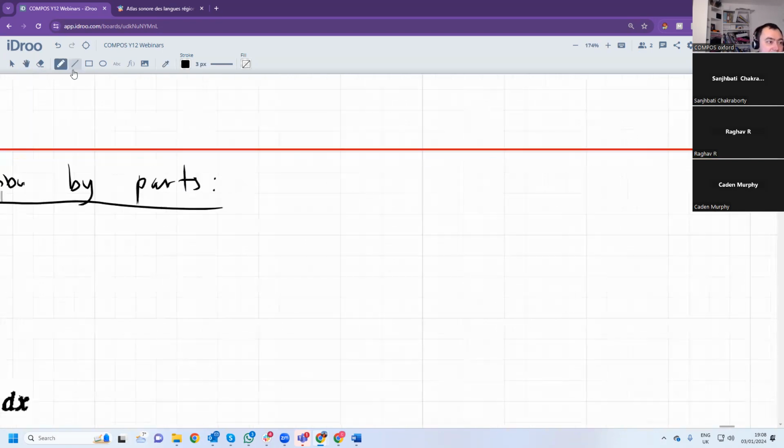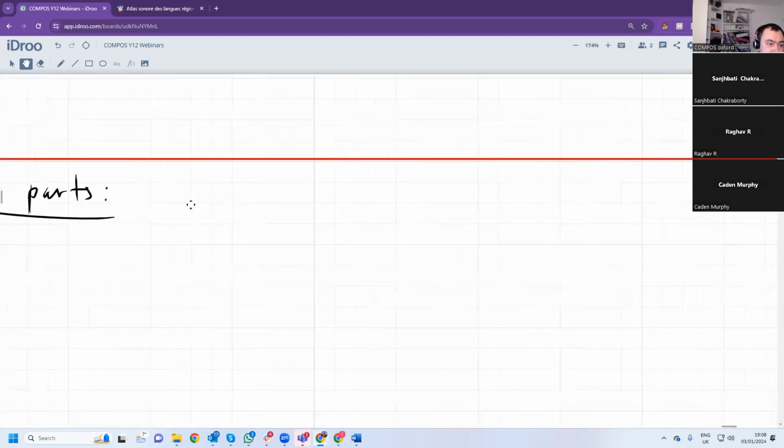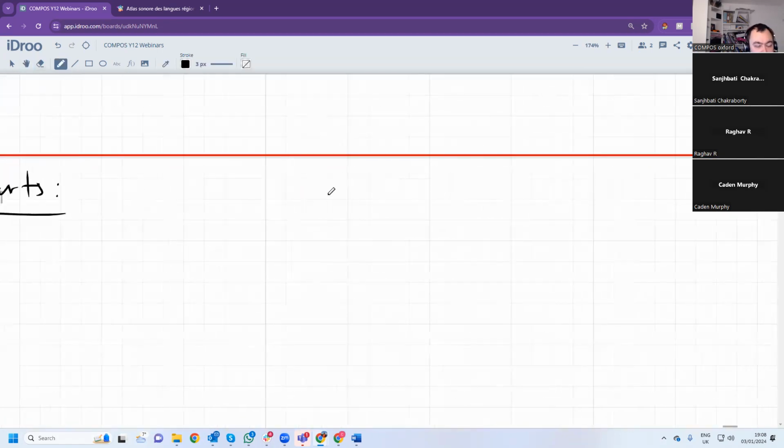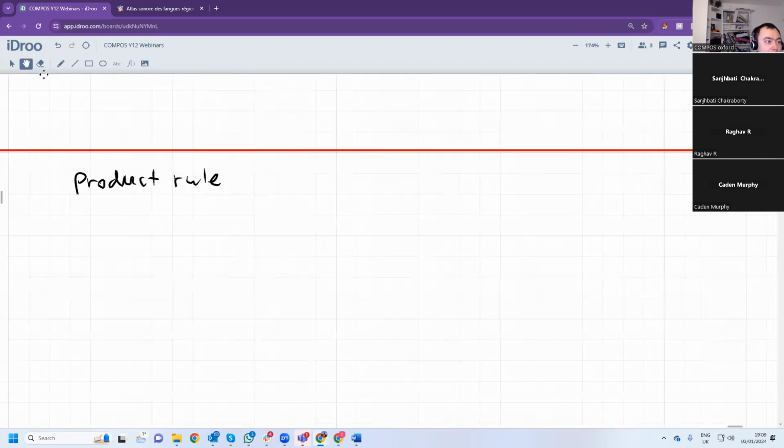So integration by parts. We start with the product rule. The product rule says that the derivative of uv is u dash v plus uv dash.